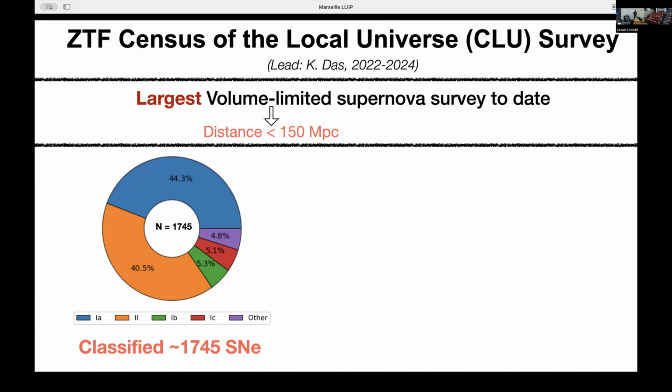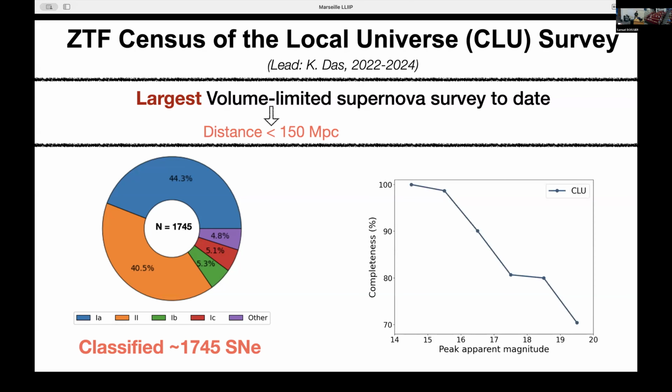One is the ZTF Census of the Local Universe survey, or the CLU survey. As part of this survey, our goal was to spectroscopically classify every transient that's discovered within a local volume of 150 megaparsecs. And as part of this, we classified over 1,700 supernovae. And the survey did very well. One of the limitations was that as we went to the 19-20 faint magnitudes, the spectroscopic completeness fell down to around 75% or so.